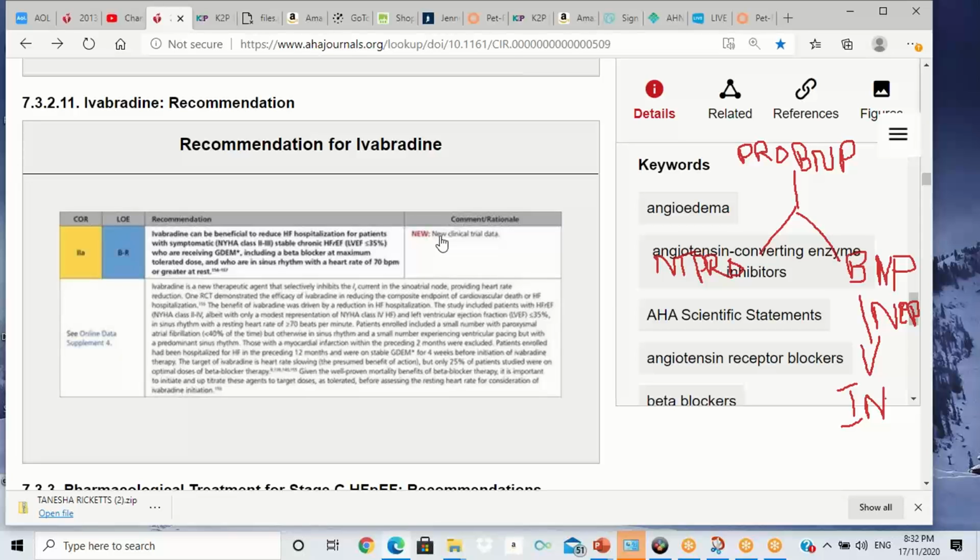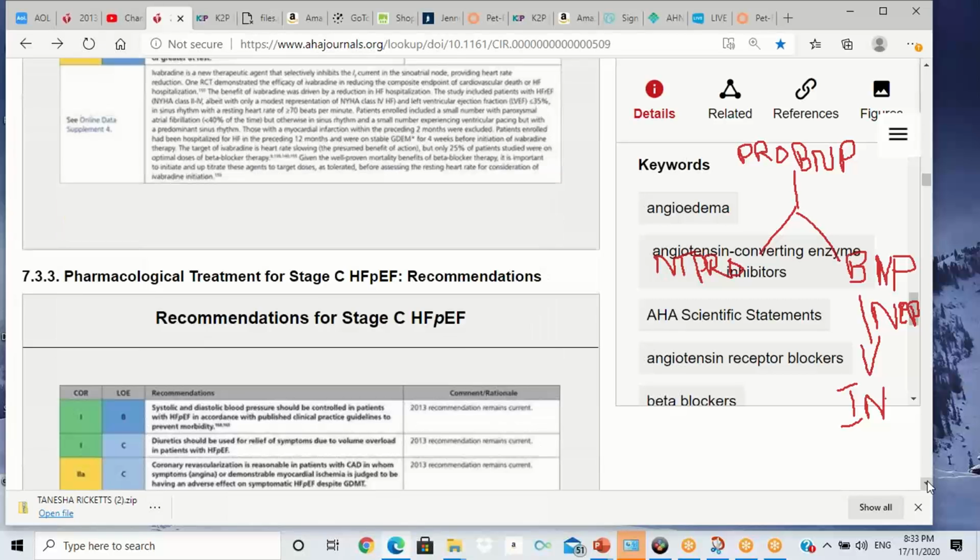So people doing an exam, you don't even have to know this, because they're not going to give you a 2A indication. People treating patients with heart failure, you're probably never going to use it, and it's expensive.